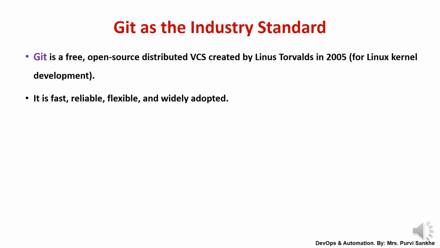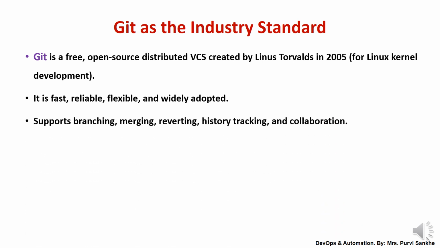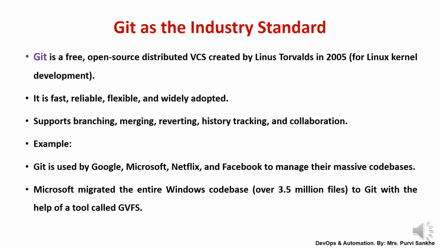So here we have different tools used for version control. One of the tools is Git, which is a free open source distributed VCS. It's fast, reliable, and flexible, and used by the maximum number of users for version control. It supports branching, merging, reverting, history tracking, and collaboration. Git is used by Google, Microsoft, Netflix, and Facebook, etc. Microsoft has even migrated the entire Windows code base of more than 3.5 million files to Git with the help of a tool called GVFS.